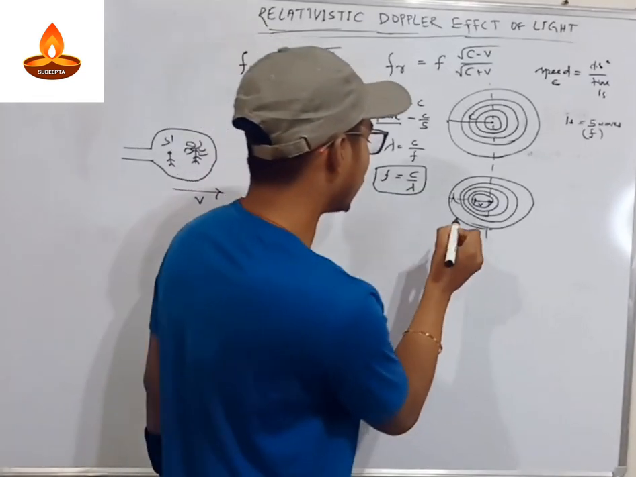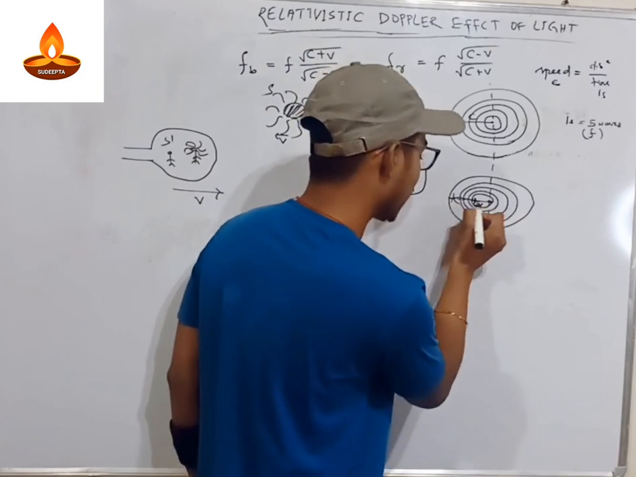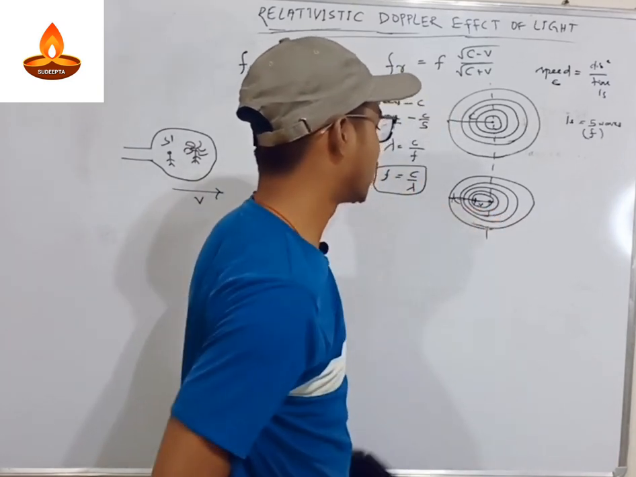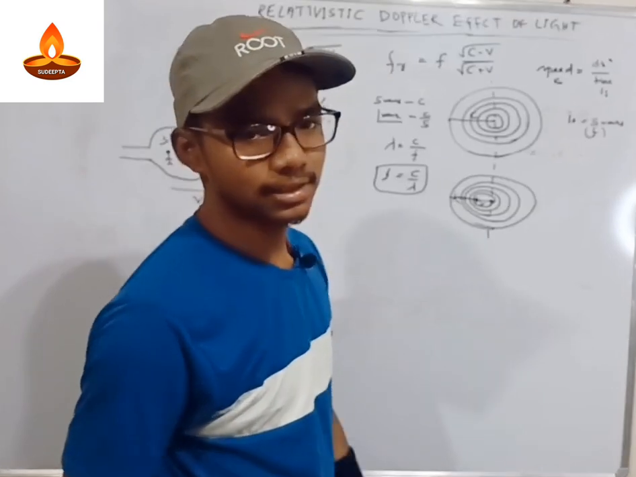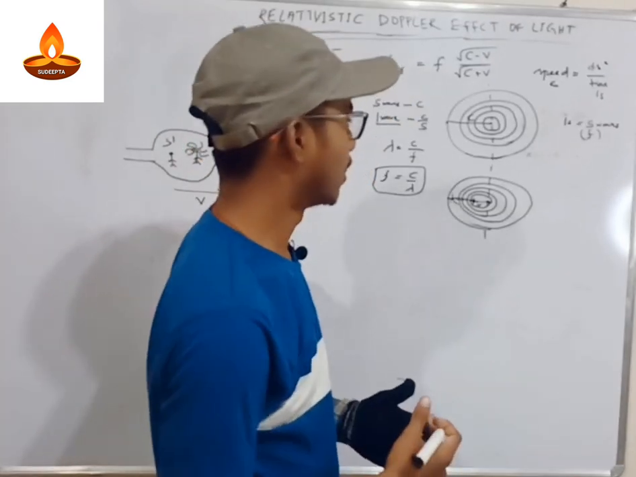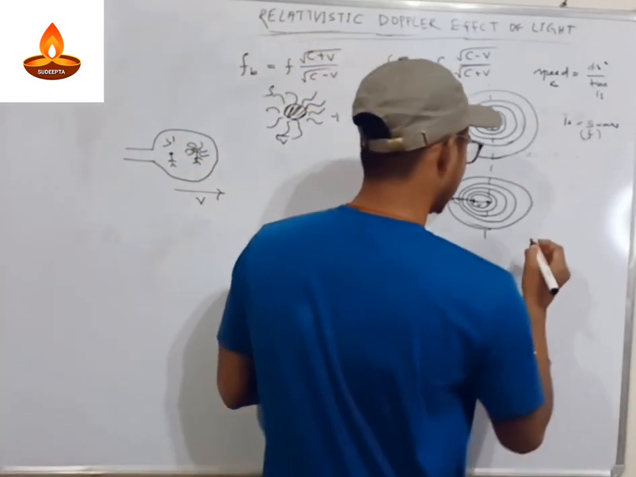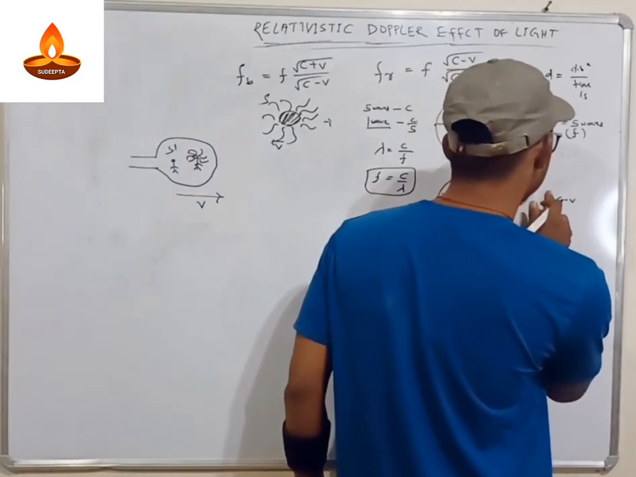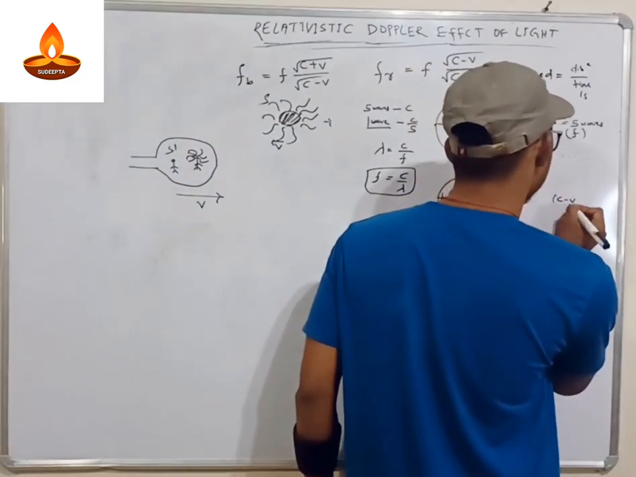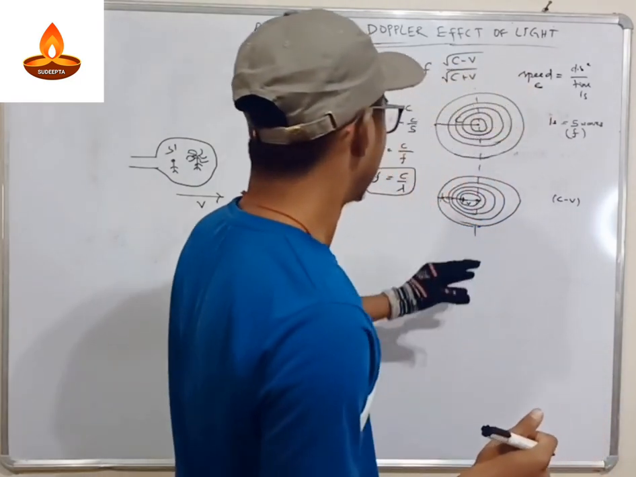Then what will be the distance? This total is c and this fraction is v. So what is this? This is c minus v. That means it shifted c minus v meter.